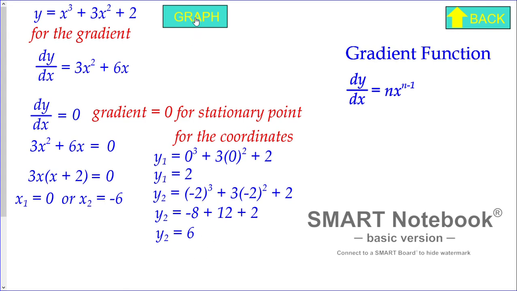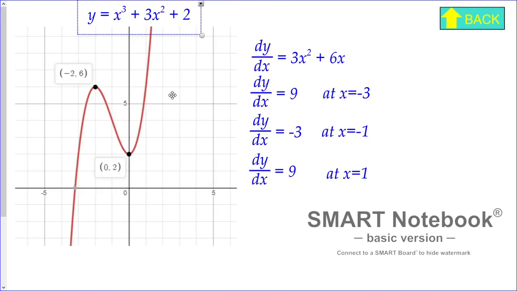Let's go to the graph. So here it is. This is the graph we're talking about. Here you can see that the stationary points are at minus 2, 6 and 0, 2. That's where our gradient is equal to 0. If you didn't have the graph, how would you figure out if they're maximums or minimums? Well, you'd have to do a little investigative work, okay?